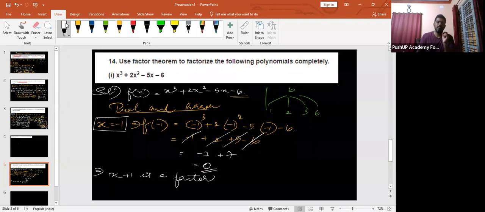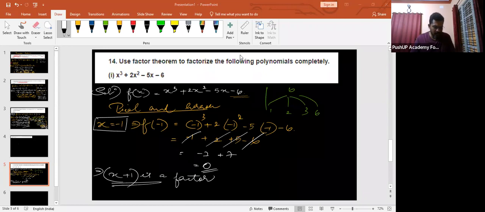Sachin, I think you had done it correctly, but when you wrote the factor, you went wrong. You took x is equal to minus 1, and then you showed that it is 0, right? When you write the factor, you should bring that minus 1 to the left-hand side, and you say x plus 1 is a factor. Okay, sir. Okay, yeah, very good.